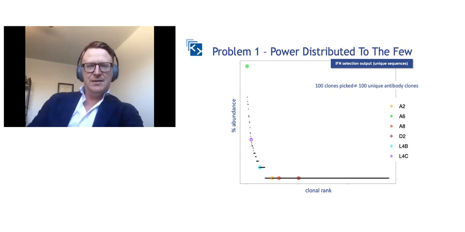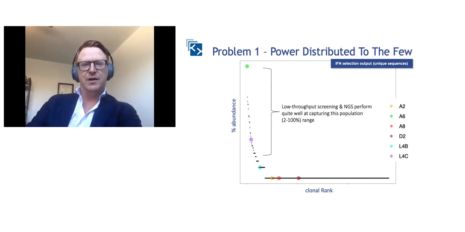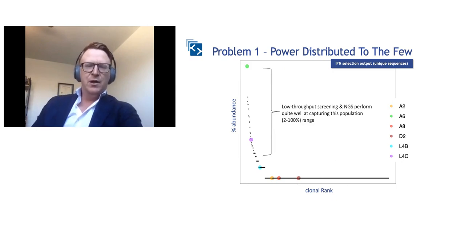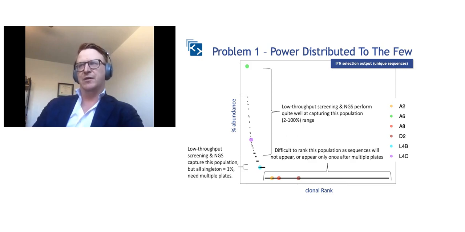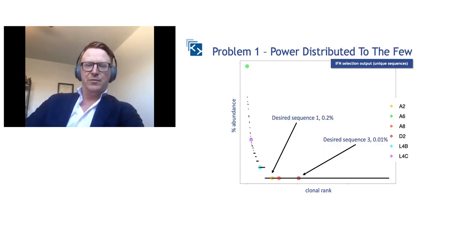But what this does is it biases these clones in the higher percentage range from a Sanger population. And while low throughput screening and next generation sequencing are going to perform very well when you look at this percentage range, if you get to the lower percentages, it becomes harder, dependent upon the throughput, to discriminate these certain populations. In particular, when you start to get into less than 1%, especially if you're only in a single Sanger plate limit, you're going to be very limited in the total number of populations.